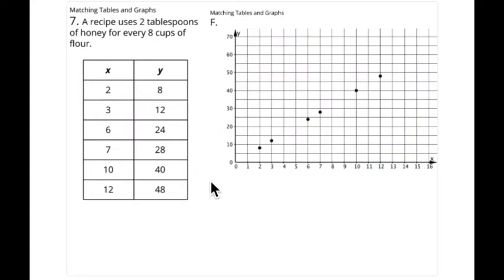This is table 7 and graph F. And the relationship in this example is between tablespoons of honey and cups of flour. And you know that the x value in this relationship is tablespoons of honey because it says 2 tablespoons of honey for every 8 cups of flour. So this is the 2 right here. So it's 2 tablespoons of honey for every 8 cups of flour.